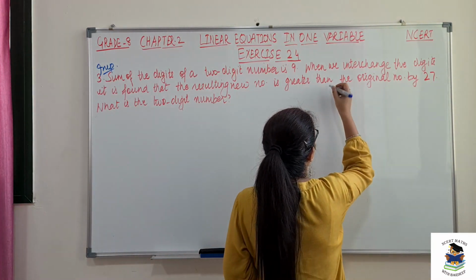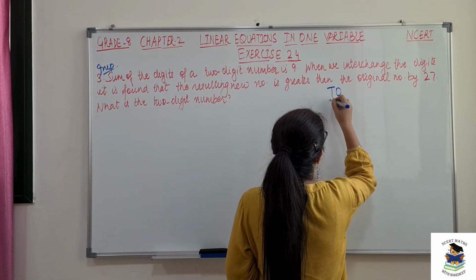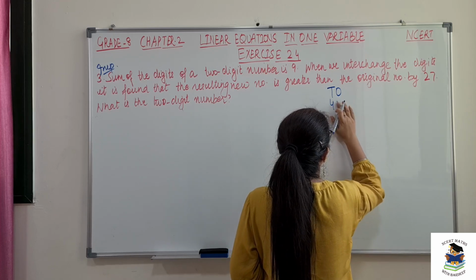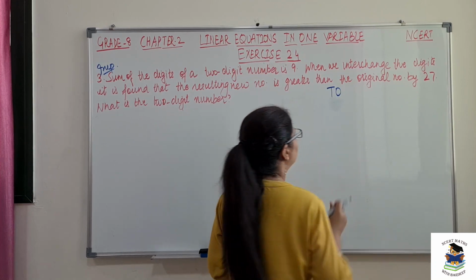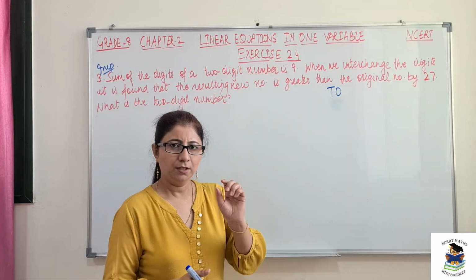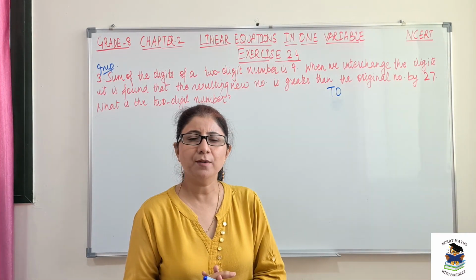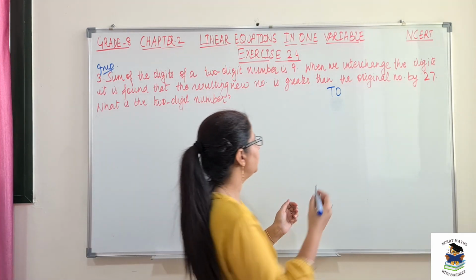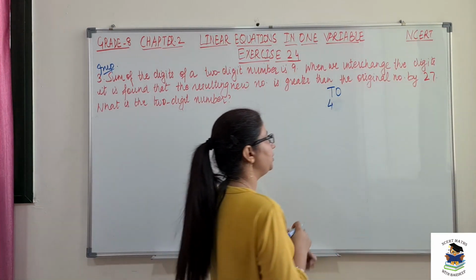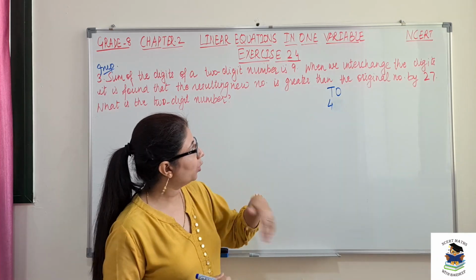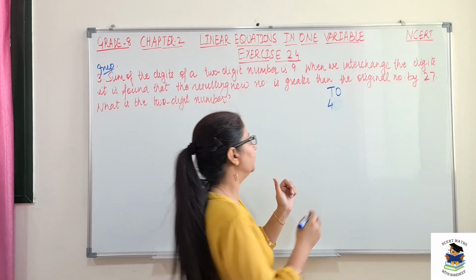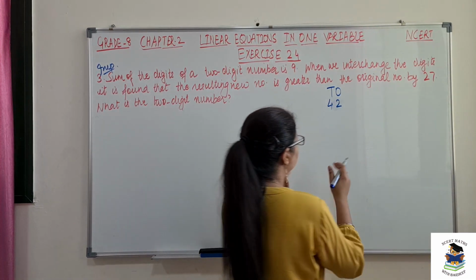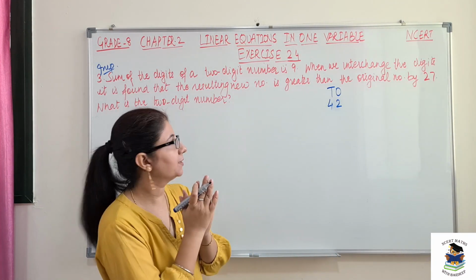Let us suppose I have taken one number as 42, or I can say that the sum of the digits of a two-digit number is 6. So I have taken tens position as 4. Then what should be the digit at ones place? It should be 6 minus 4, that is 2. Or whatever the number is, it should add up to 6.